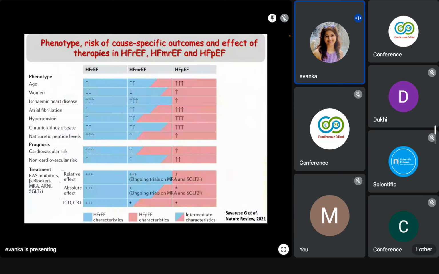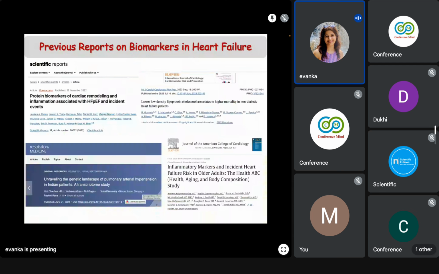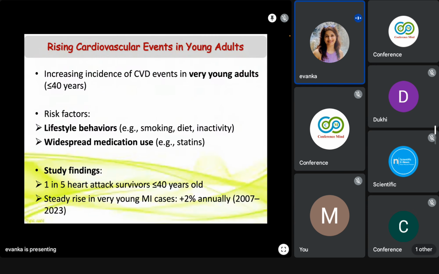So these are just the introduction slides where we have talked about heart failure. These are a few papers which are already published, where the role of LPA and apolipoproteins is already known, but not much is known about the inflammation part. So if I talk about why there are rising cardiovascular events in young adults, we all know it is because of lifestyle behaviors and widespread medication use like statins.